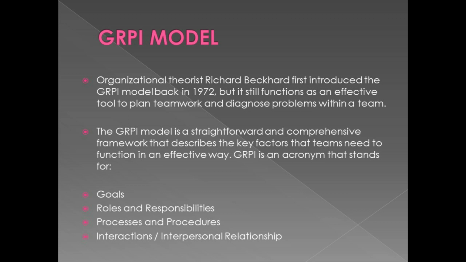GRPI. G stands for goals, R stands for roles, P stands for process, and I stands for interpersonal relationships or skills. Basically, goals: what the team wants to achieve. What are the roles? What needs to be done and who will do it? What are the processes? How the team collaborates and communicates between them. Interpersonal relationships: how the team members interact on a personal level. The GRPI model is a straightforward and comprehensive framework that describes the key factors which I have told you.